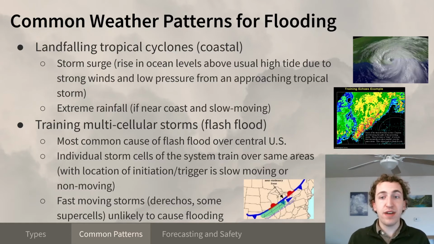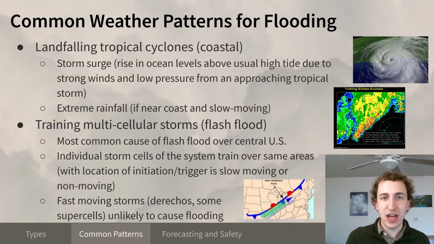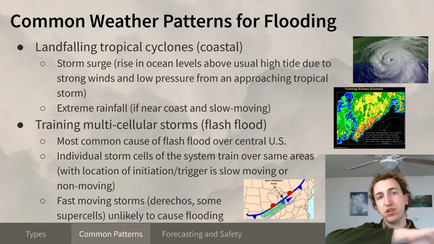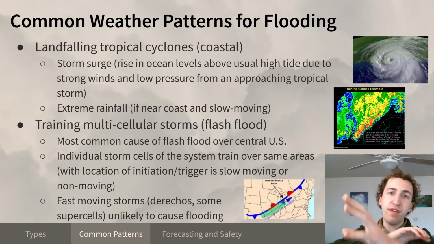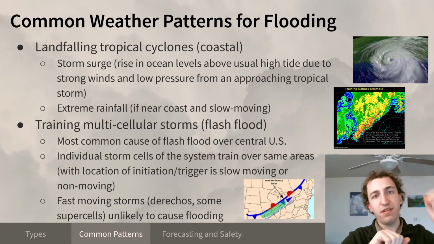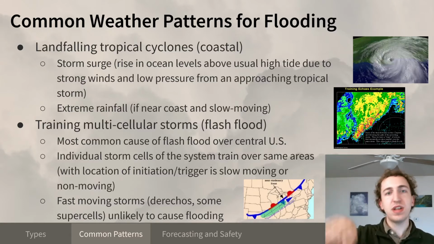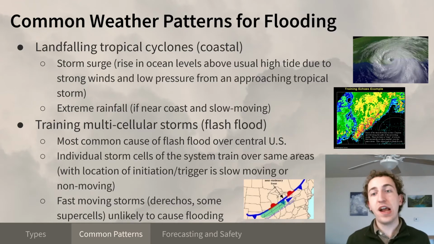Moving on, next up, we have training multicellular storms. If you recall back to our severe weather chapter, one of the types of storms we talked about is multicellular systems. When they're training, what that means is that they're popping up over a particular area where there's a trigger or a lift mechanism, it's popping up and moving off, but there keep being new cells developing, so that there's this cycling of new cells coming one after another over a singular area.